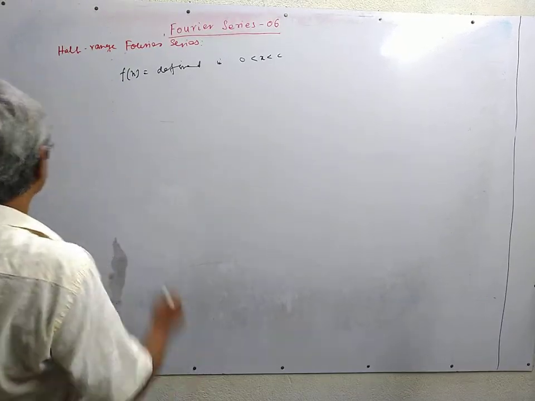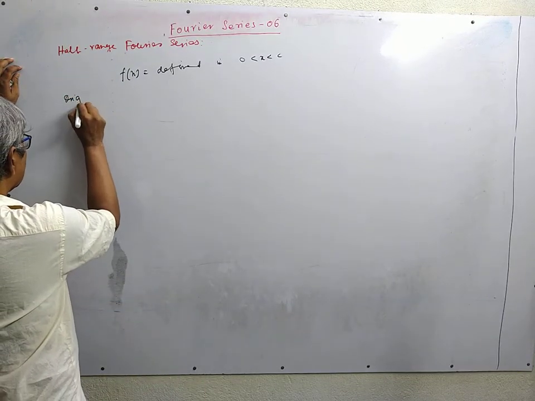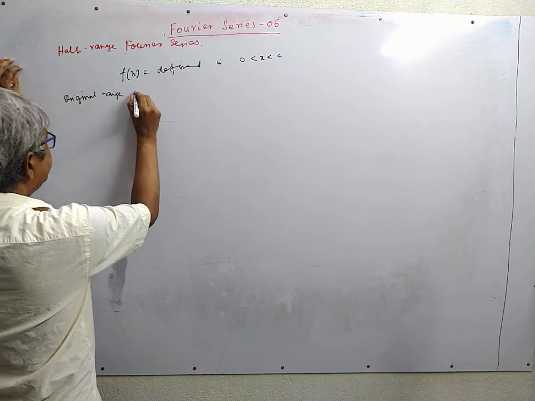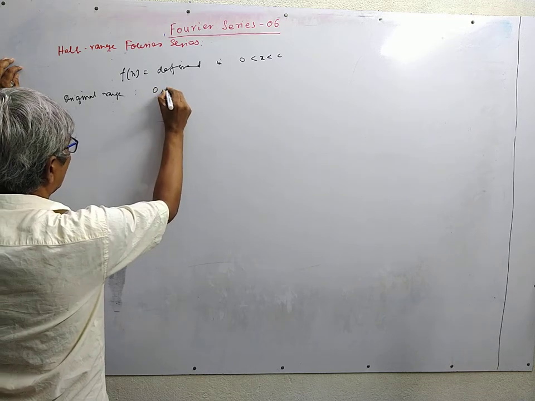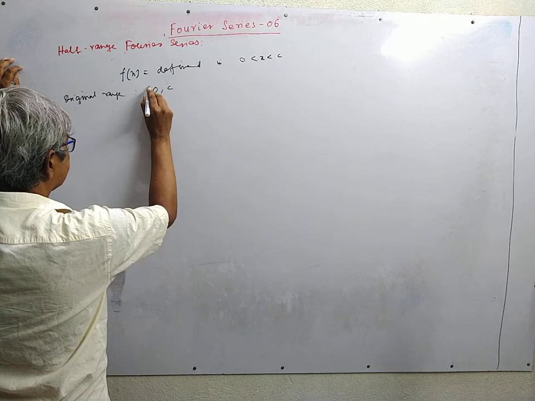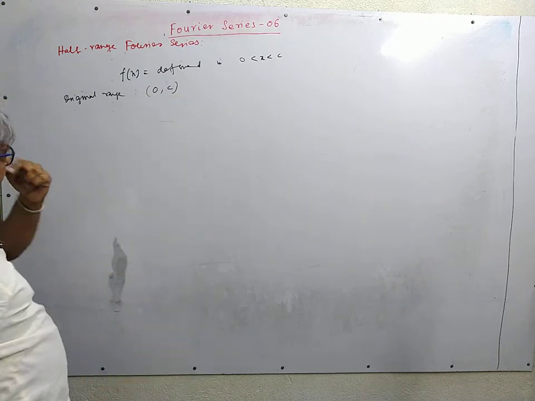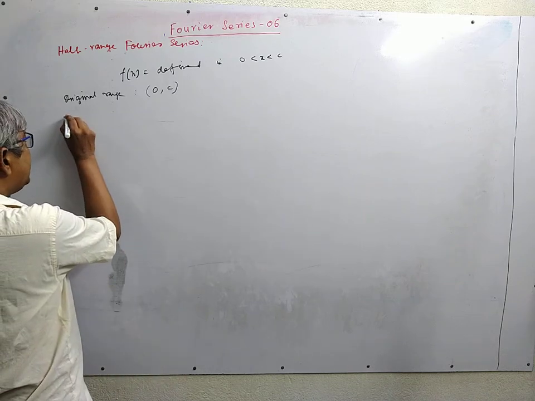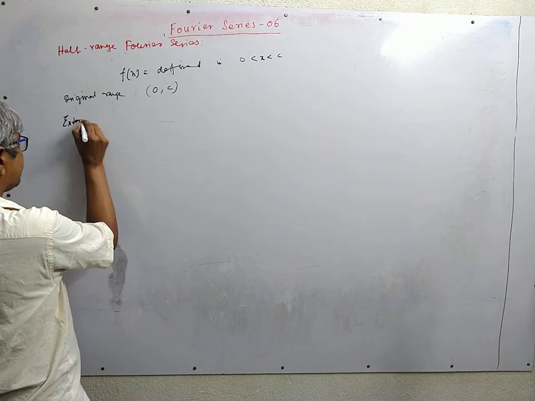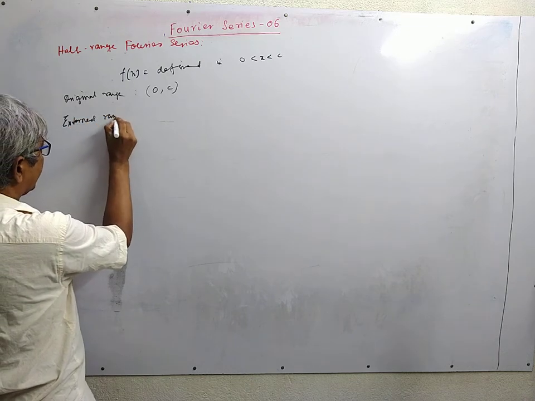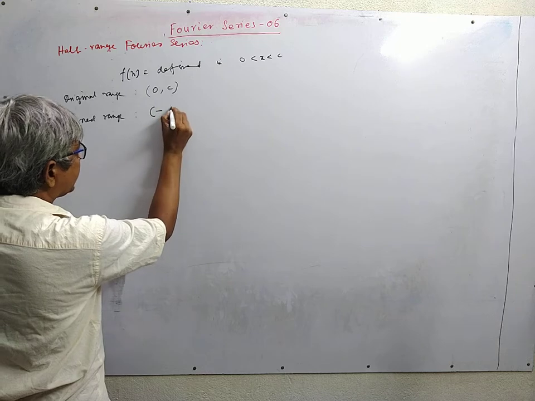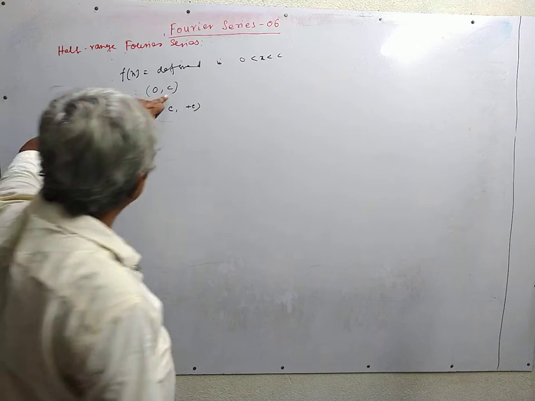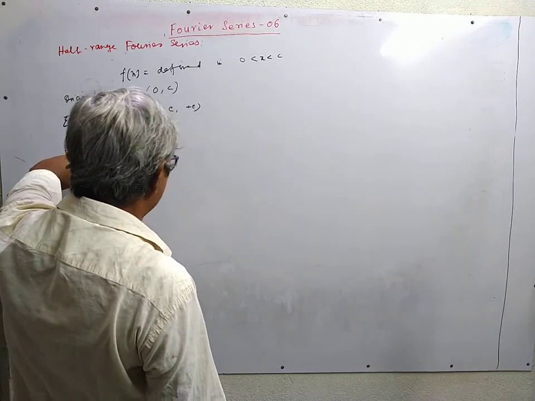Then this is the original range. So the original range is 0 to c. Whether it will be open or closed interval will depend on the continuity of the function. Then one needs to extend the interval. The extended range is from minus c to plus c. That is, the function is defined in this range and one needs to extend the function.